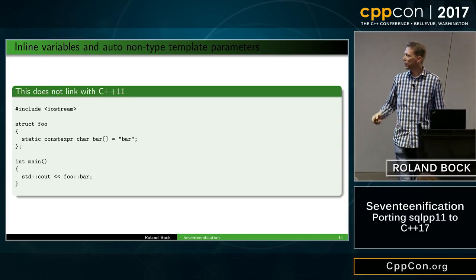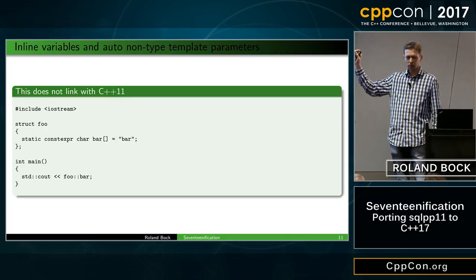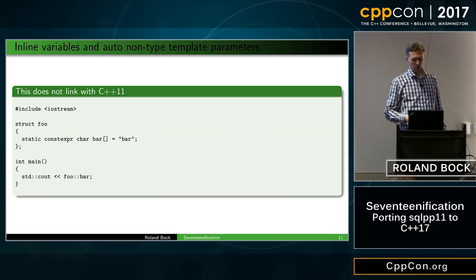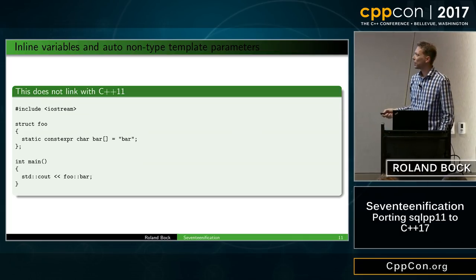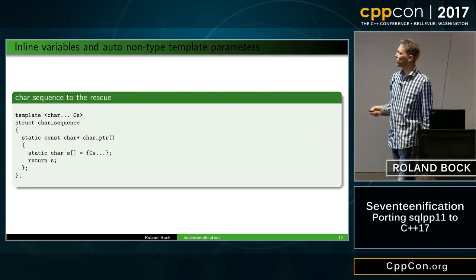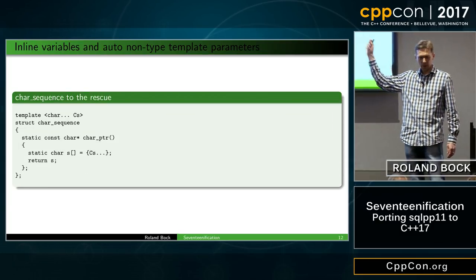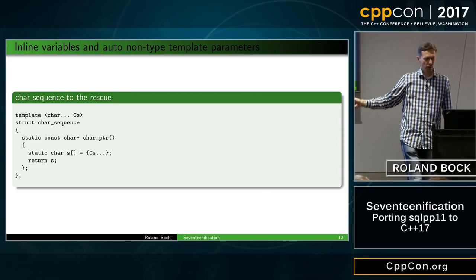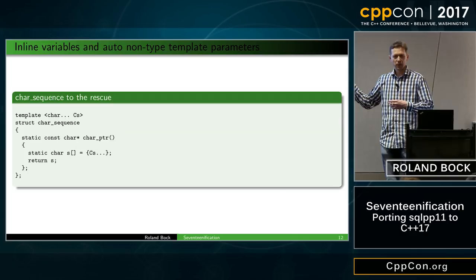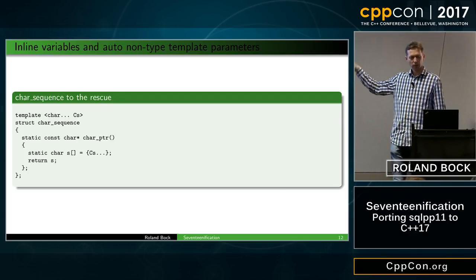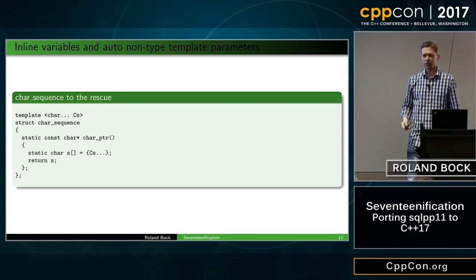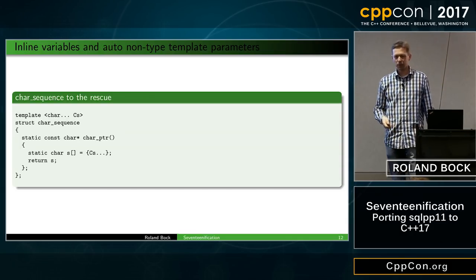Also, I wanted to have something that I can use to make sure that all these names are unique. We'll come to that. The idea was to wrap these into something like this, a character sequence that just takes a bunch of characters as template arguments. And then, if you want the string representation, you can just ask for a character pointer that contains these characters. Seems stupid, but in C++11 you had to do it this way.